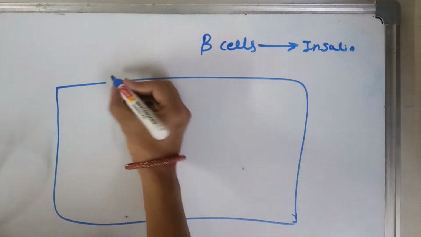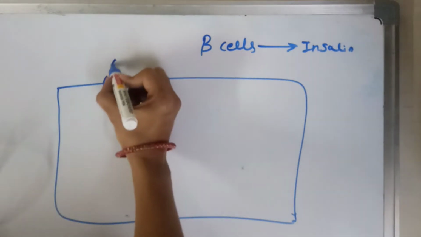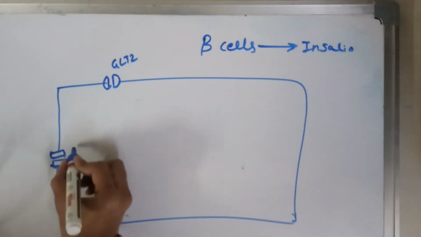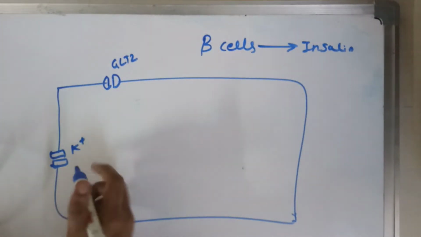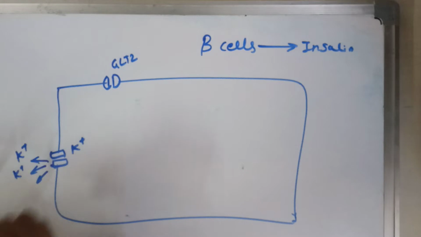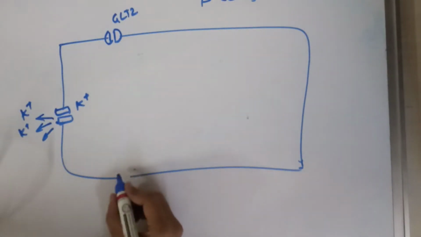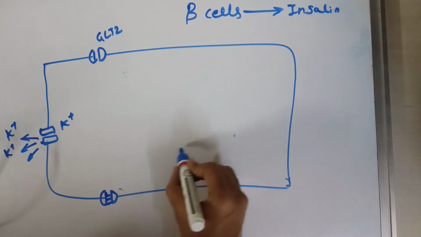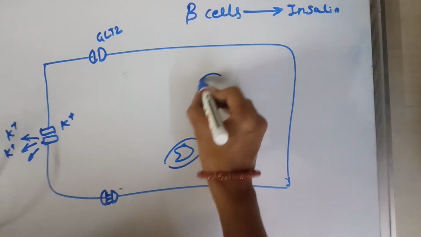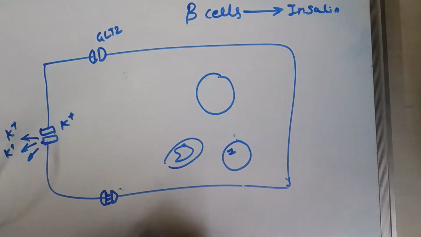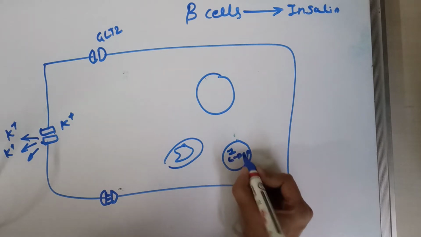What do beta cells have? Beta cells have the GLUT2 transporter. They have potassium channels, which always remain open and always release potassium out of the beta cells. Okay, next there is a calcium channel, which is closed. What next? There are mitochondria and vesicles. What do these vesicles contain? They contain insulin, C peptide and amylin.